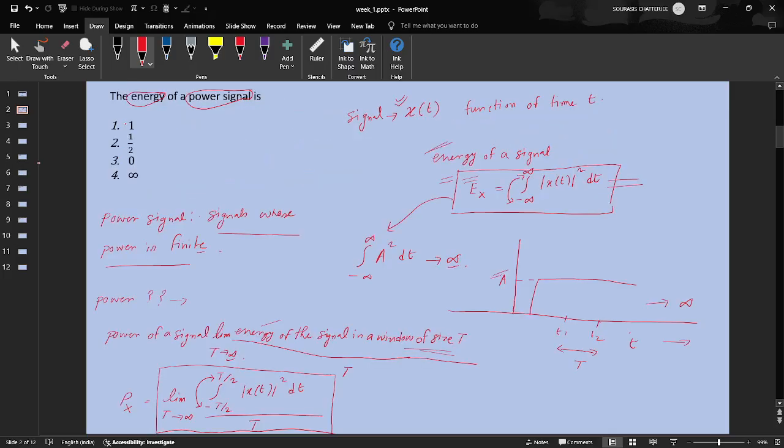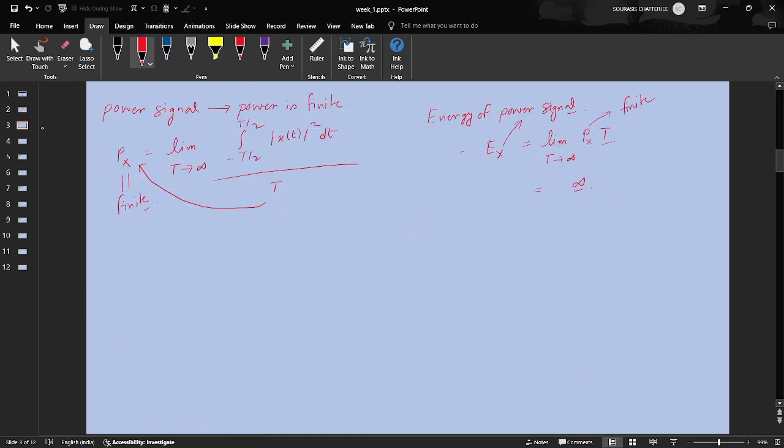So our answer here is going to be infinity. Any power signal, that is, a signal whose power is finite, will always have infinite energy. That is the key takeaway from this question. And actually, this power of a signal expression is a bit complicated, where the window size needs to be T.